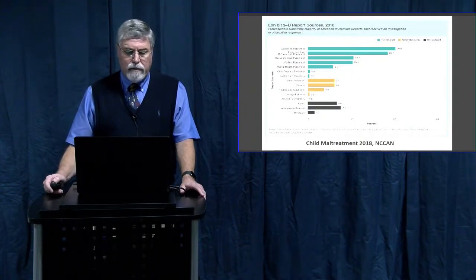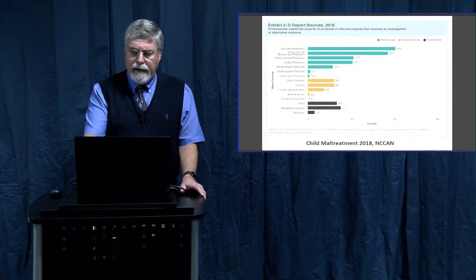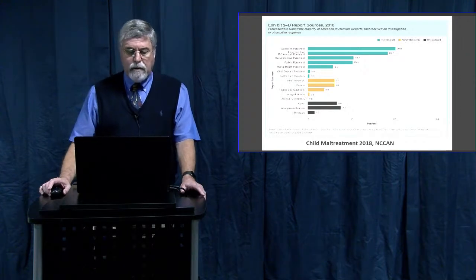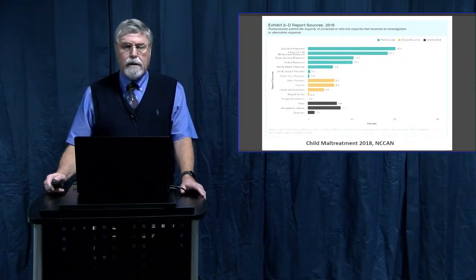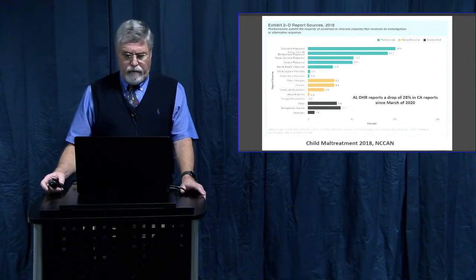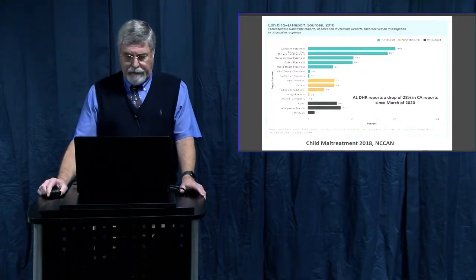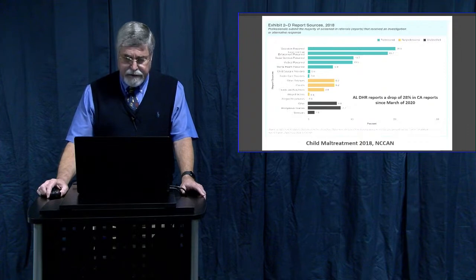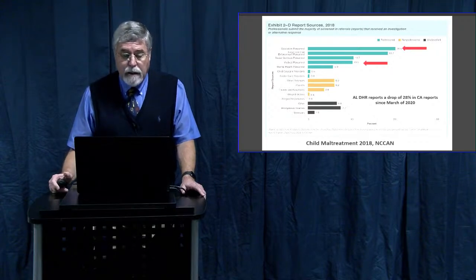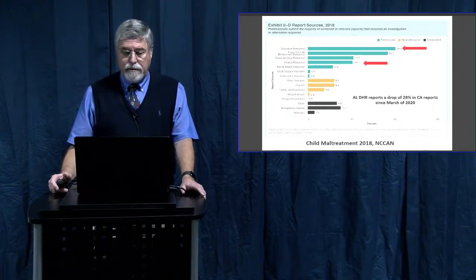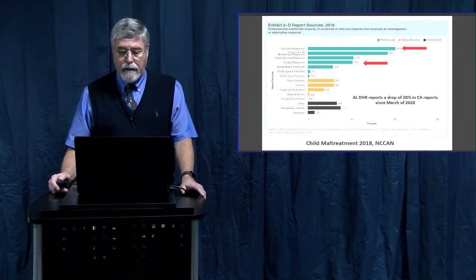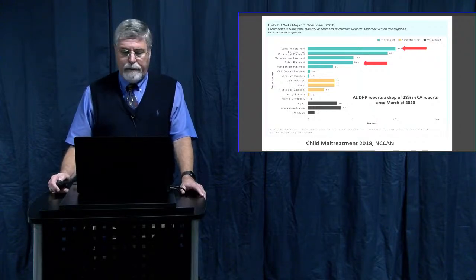If you look at who makes the reports, the highest number of reports are from teachers, followed by law enforcement, and then social work, and then medical personnel. COVID-19, the pandemic, has had an impact. The Alabama Department of Human Resources, as of this month, reports a 28% drop in child abuse reports since March. Not too surprising when you look at who makes the reports. And the 20% are from teachers, and they've not been in school, and 10% are from medical personnel, and they've not been going to the doctor. So that 28% drop is fairly predictable.